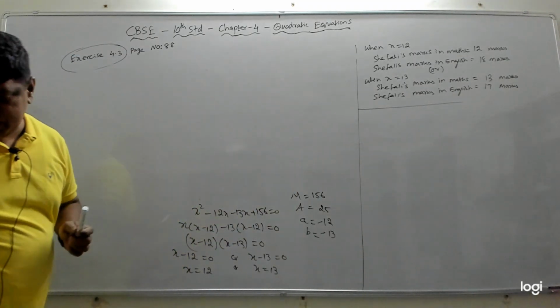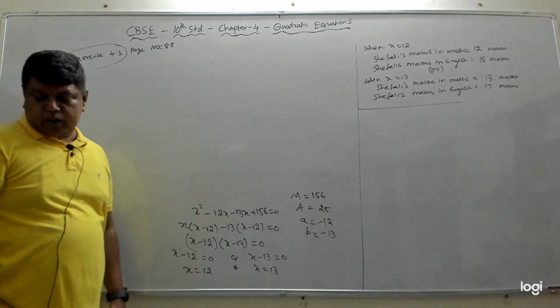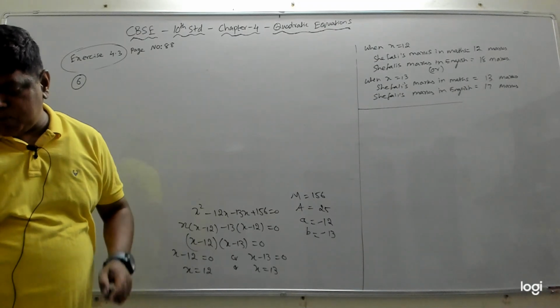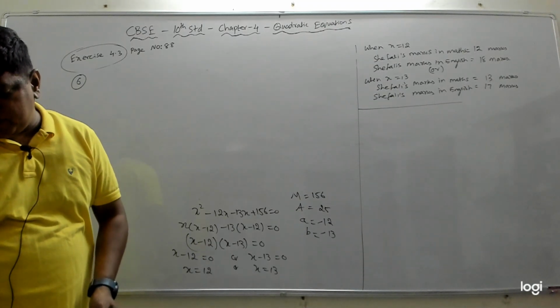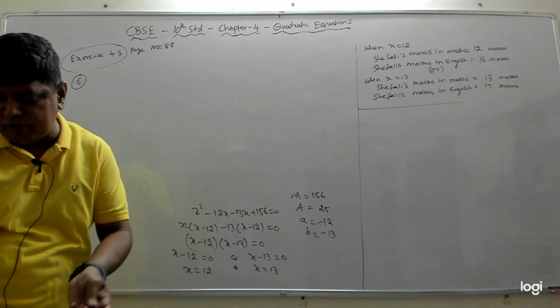Now what we have is the 6th problem. The 6th problem is: the diagonal of a rectangular field is 60 meters more than the shorter side. If the longer side is 30 meters more than the shorter side, find the sides of the field.